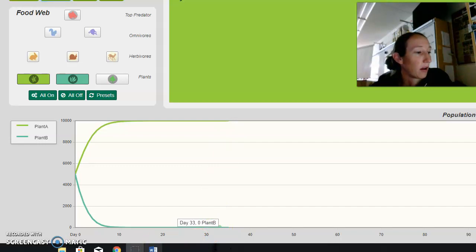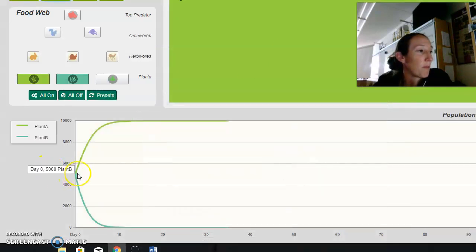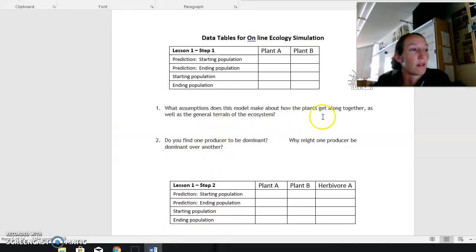So now we're going to go ahead and look back at our table. The starting population for plant A is going to be 5,000, and the starting population for plant B is 5,000. And then after they had time to grow, mature, reproduce, grow new seeds, plant A, the ending population got clear up to 10,000, and plant B, the population was at 0. So let's look at that graph again. They both started in the same place. Then A got to 10,000 and B got to 0. So we're going to answer a couple of these questions.